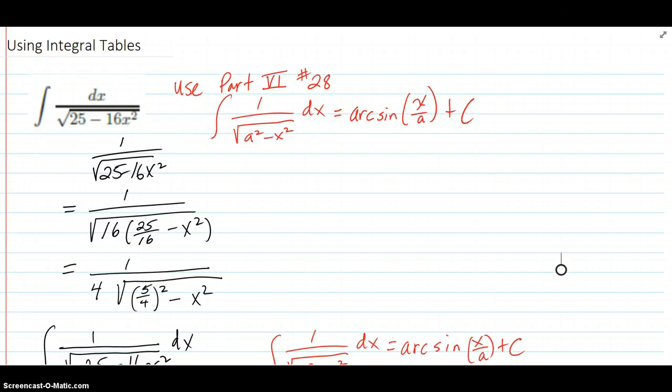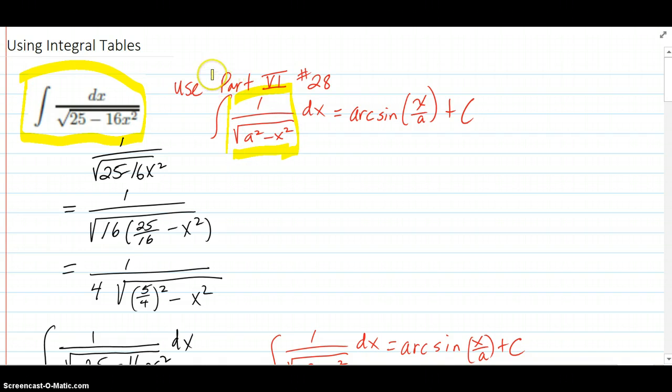Here are some examples on how to use the integral tables. And so the first one is this integral right here. So we have to see in the table, and the form looks something like this one right here. So that's in part 6, number 28. So we're going to go for that form.